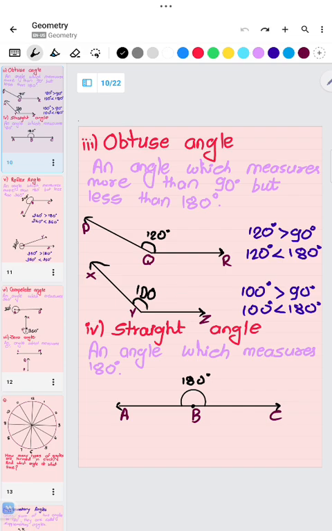Fourth, what is straight angle? An angle which measures 180 degree. There is one hint for straight angle.